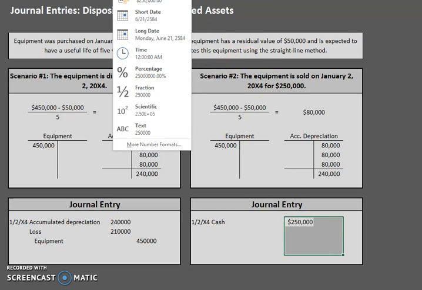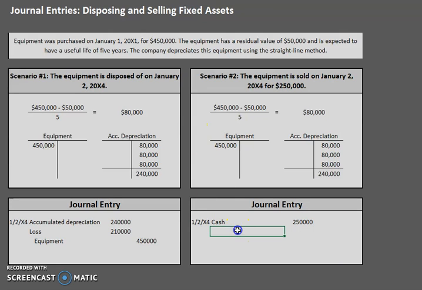Well, what is happening to our equipment account? Is it going up or down when we sell it? Well, it is going down. So I'm going to go ahead and again skip to this third line here, and I'm going to credit equipment for that $450,000 to make it go down. Now remember, whenever we kill equipment, we also have to kill its related account of accumulated depreciation. So how are we going to get rid of this accumulated depreciation? Well, we have to debit it by its balance of $240,000.